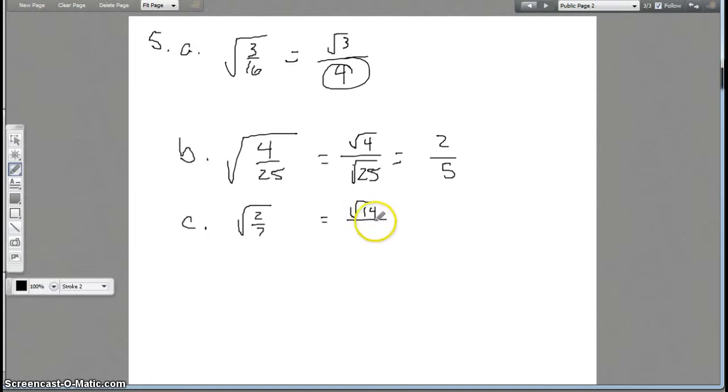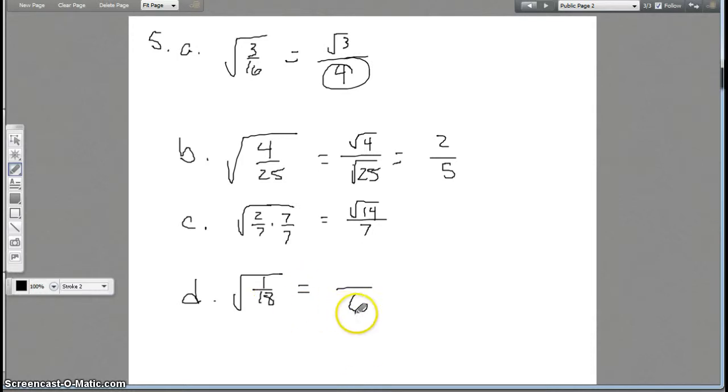Okay, so how could we have gotten a square root of 14? We must have multiplied by 7 to get a 14 in the numerator, which means we must have multiplied by 7 in the denominator as well. If our denominator is the square root of 7 times 7, the square root of 7 times 7 is just 7. So this is the square root of 14 over 7. Okay, so let's take a look at part D. Part D says the square root of 1/18 is equal to blank over 6.